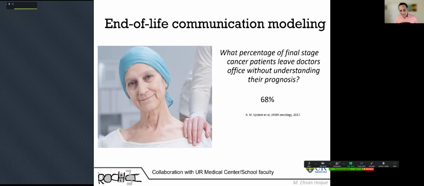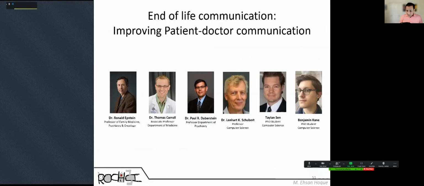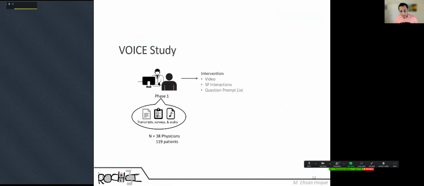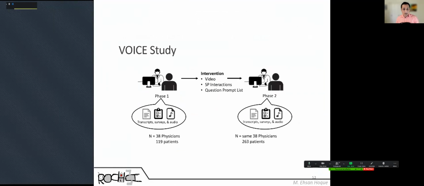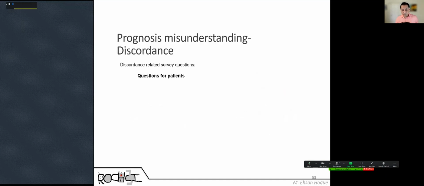I think one study reports 68%, and that is very unfortunate because these are the people who have the most pressing need of this information so they can make the right decisions about the diagnosis. So we've been working on modeling end-of-life communication, and we have been very fortunate to work with oncologists as well as folks who work in medical communication research to model this. We have collected around 400 unique conversations between final stage cancer patients and 40 oncologists. All the patients are dead by now. They were final stage cancer patients who came to a clinic, had a counseling conversation, and we recorded that conversation.